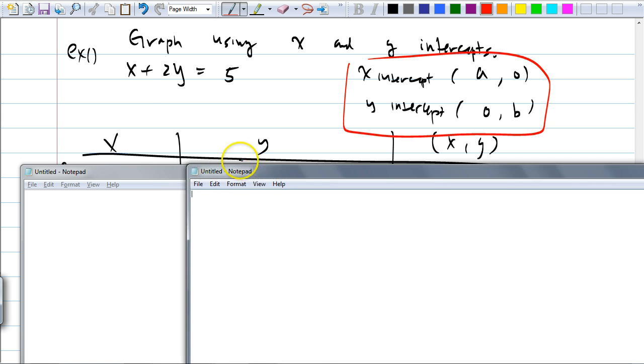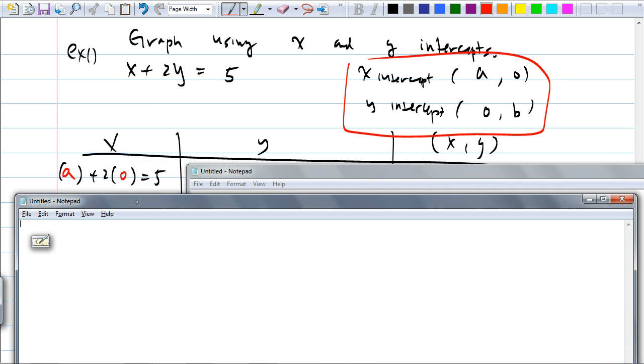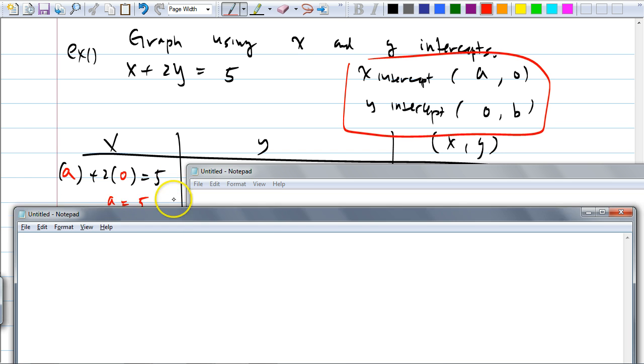So look at the equation. In place of x, we're going to plug in a. In place of y, what are we going to plug in? 0. So you do that, right? Use parentheses, of course. a plus 2 times 0 equals 5. What's 2 times 0? 0. What does a become? 5. a doesn't become a. a equals 5.